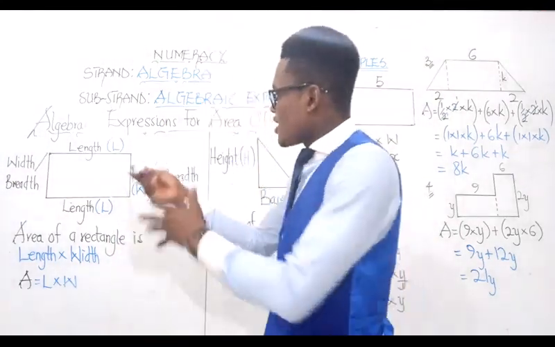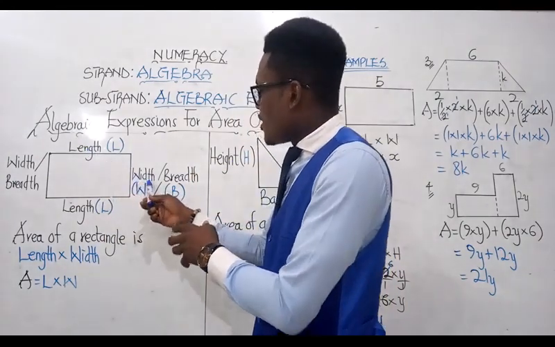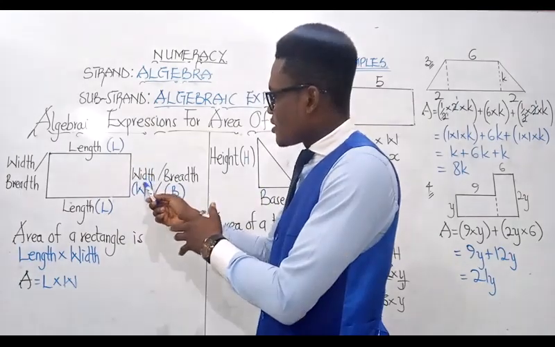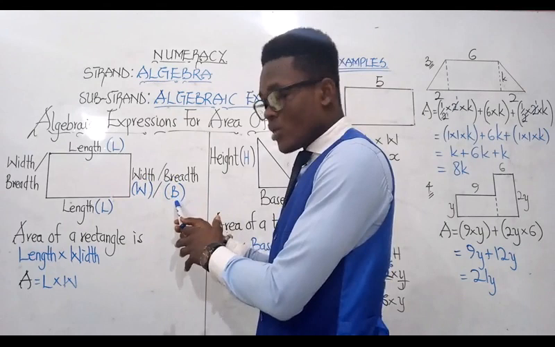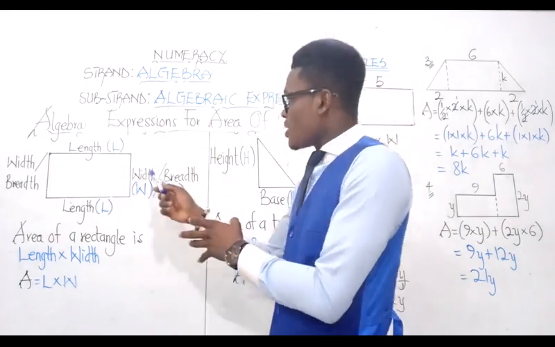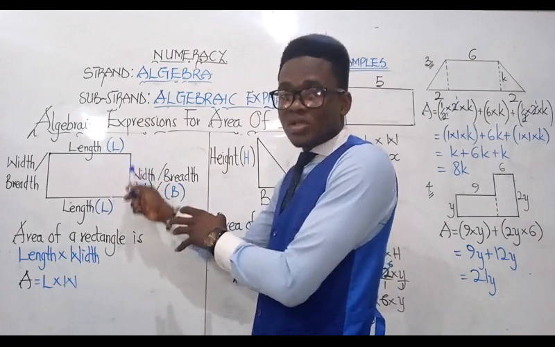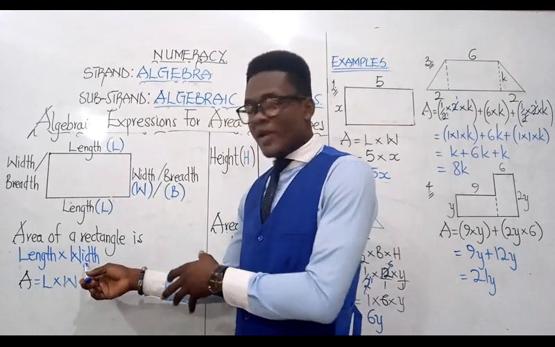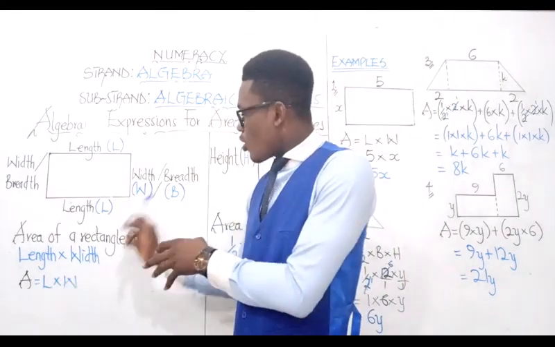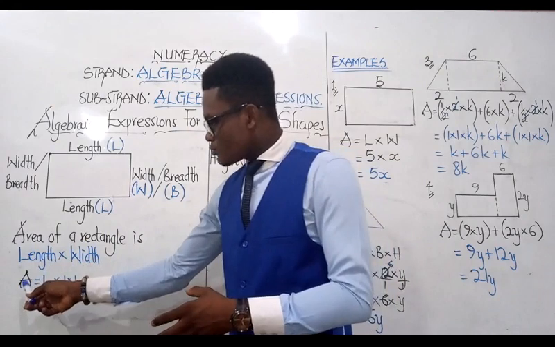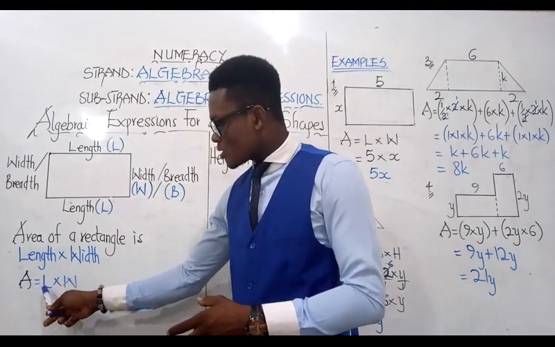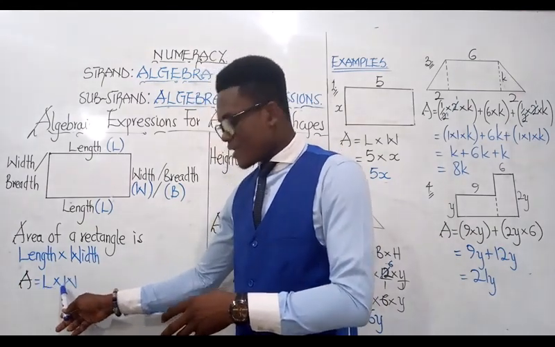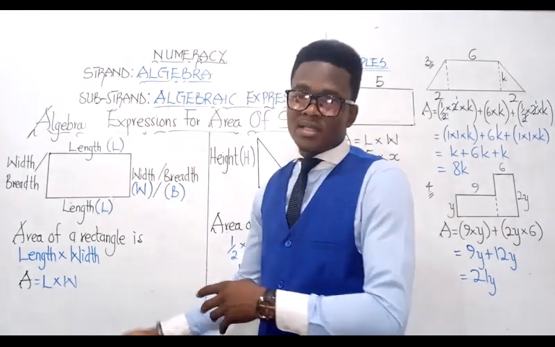Thank you very much. So as you can see over here, length and what? Width or breadth. Length is represented by the letter L, and the width by the letter W, and the breadth by B. Okay, I hope you're clear with it. So you can either use width or breadth for the shorter side. So the area of a rectangle is length times width, or length times breadth. So in short, A is equal to what? A, that's the area of a rectangle, and then L times what? Width. Length times width, or length times breadth.